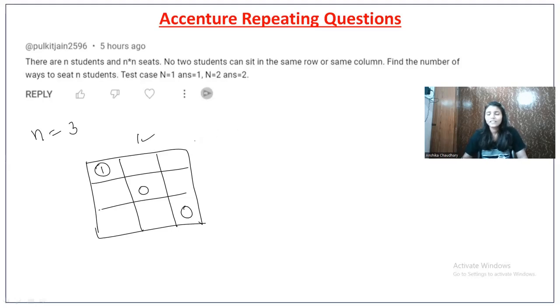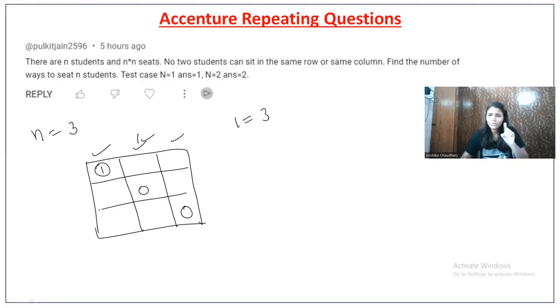Now I can say the first student basically has choices in this maze of rows and columns. He has three choices. The first student can sit either here, or here, or here. So the first student has three choices.